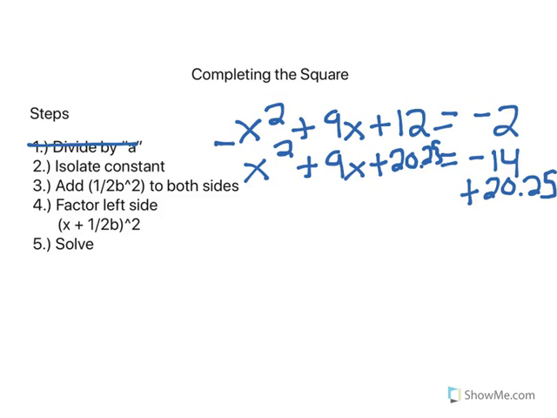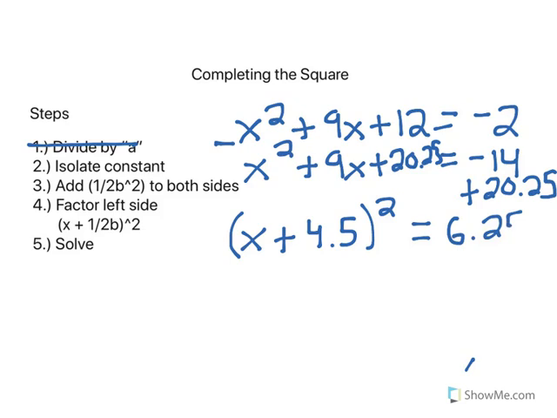So we're going to keep moving on here, and now we're going to factor our left side, which, remember, when we factor, it's always going to be x and then what half of our b was. So half of 9 was 4.5, so it's x plus 4.5 squared. And over here, I have -14 plus 20.25, which will be 6.25.